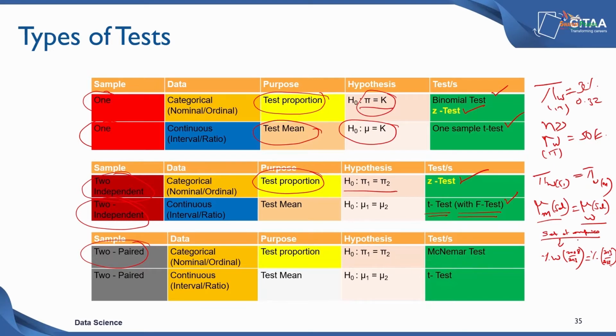The data is coming from the same source, so it's the same entity that's providing you data on what the pi hat is, and then you are comparing whether they are the same or not. Then our hypothesis is pi 1 equal to pi 2, and you will do something called a McNemar test, which is a variation of the chi-square test.